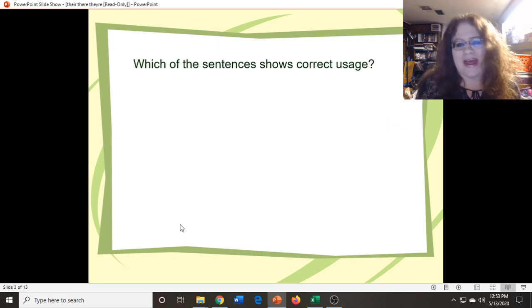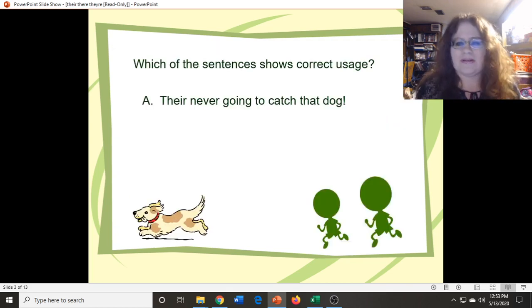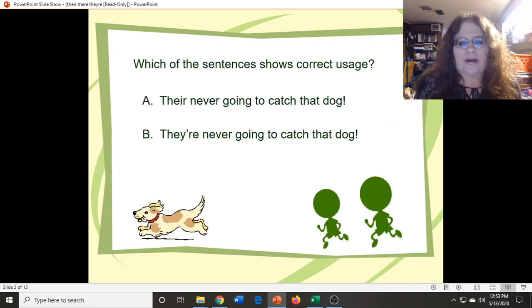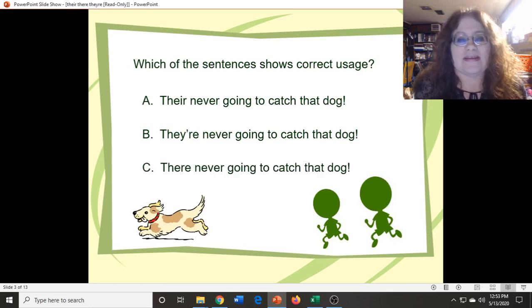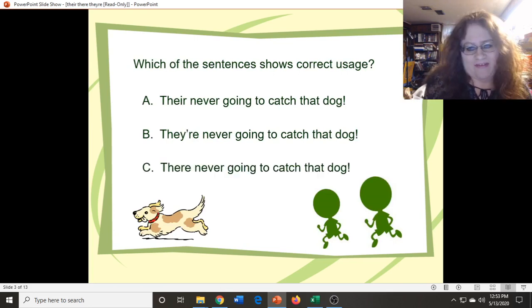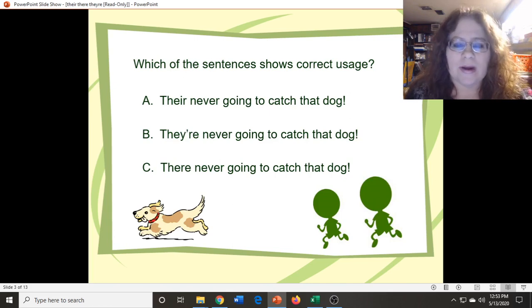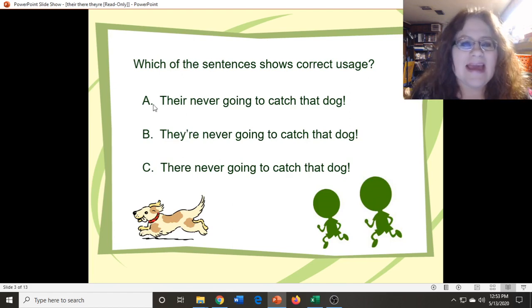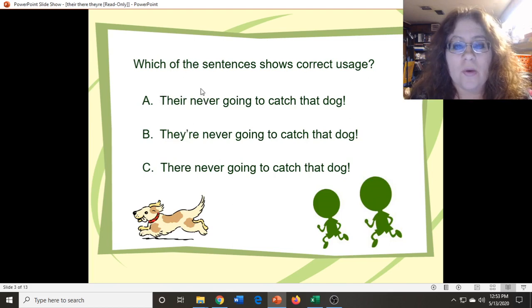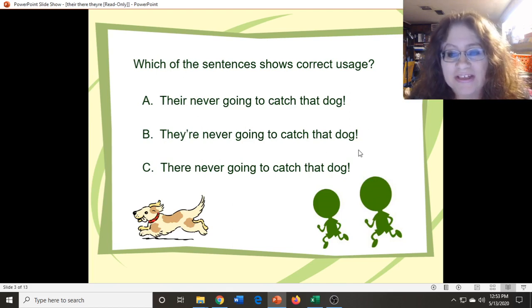Okay, like yesterday, it's just some little fun examples, trying to figure out which one is correct. So all three sentences are the same: They're never going to catch that dog. So in order to figure out which one is correct, we have to look at each example. So their is possession. Is it showing ownership? Their never going to catch the dog? No, it's not. So we know A is incorrect.